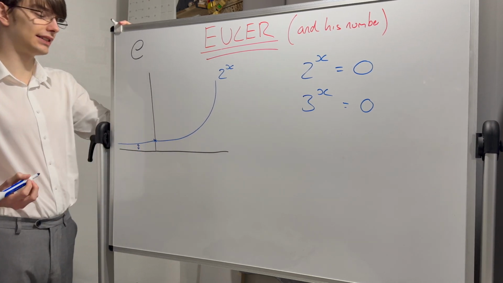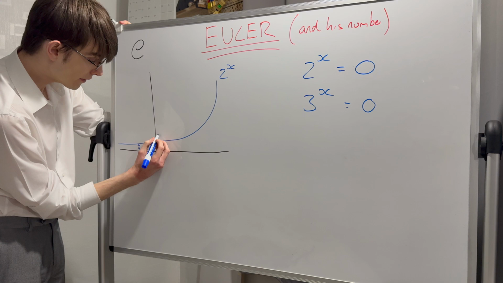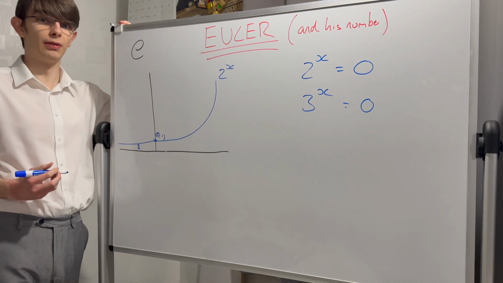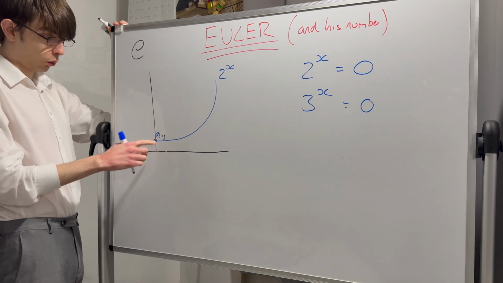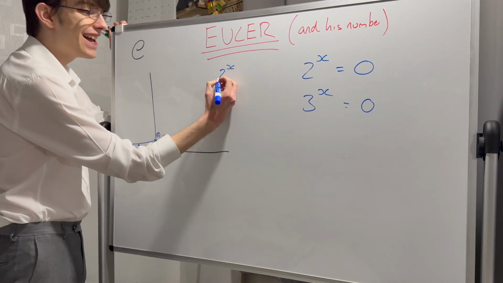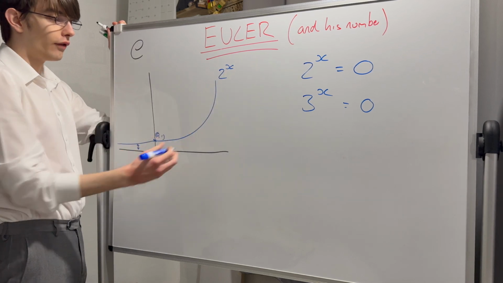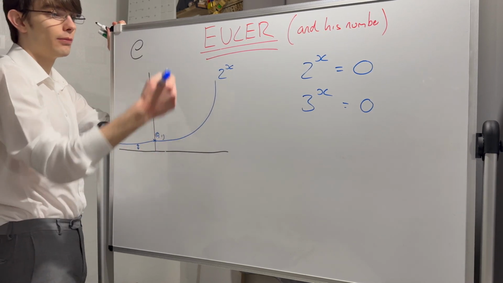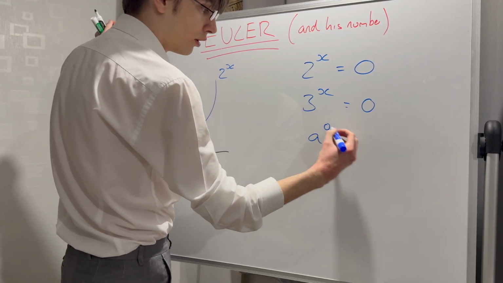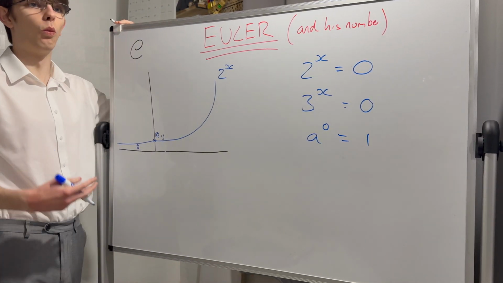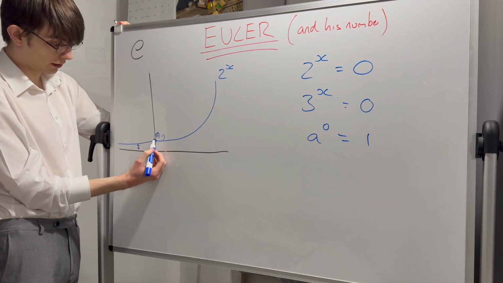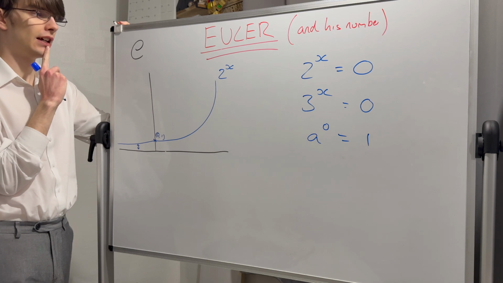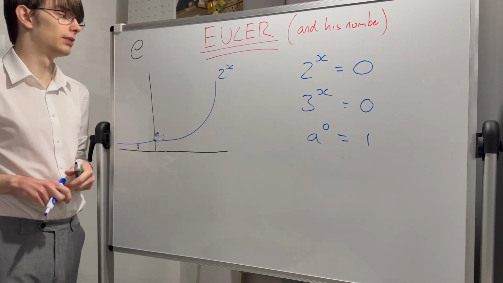The next thing I want to note is that all of these graphs will be hitting the y-axis at 1. This coordinate here will always be (0, 1). For a similar reason, no matter what the function is, any number to the power of x, because here x is 0, any number to the power of 0 is equal to 1. Doesn't matter what that number is. So we're always going to be crossing the y-axis at (0, 1). Anyway, that's a little bit beside the point.